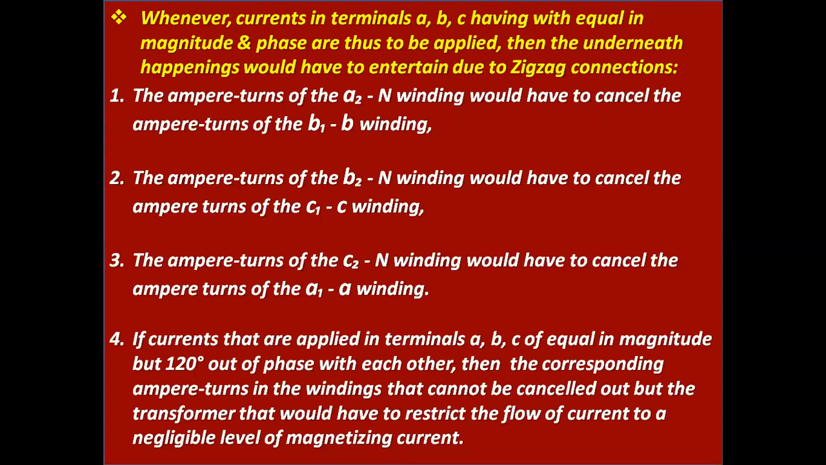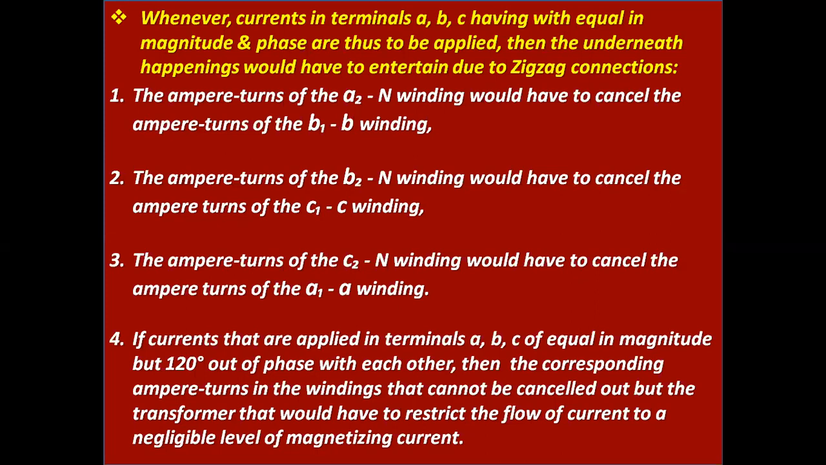Whenever currents in the terminals A, B, C, equal in magnitude and phase, are applied, then the following happens due to the zigzag connections. 1. The ampere turns of the A2N winding cancel the ampere turns of the B1B winding. 2. The ampere turns of the B2N winding cancel the ampere turns of the C1C winding. 3. The ampere turns of the C2N winding cancel the ampere turns of the A1A winding.